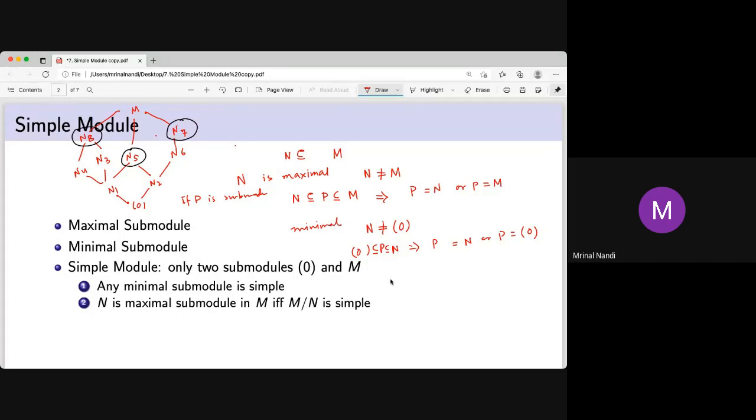Now the definition of the simple module. A simple module has only two submodules, 0 and N. It's like a field. A field has only two ideals, the field F itself and 0. If for a commutative ring with identity there are only two ideals, then it is a field.